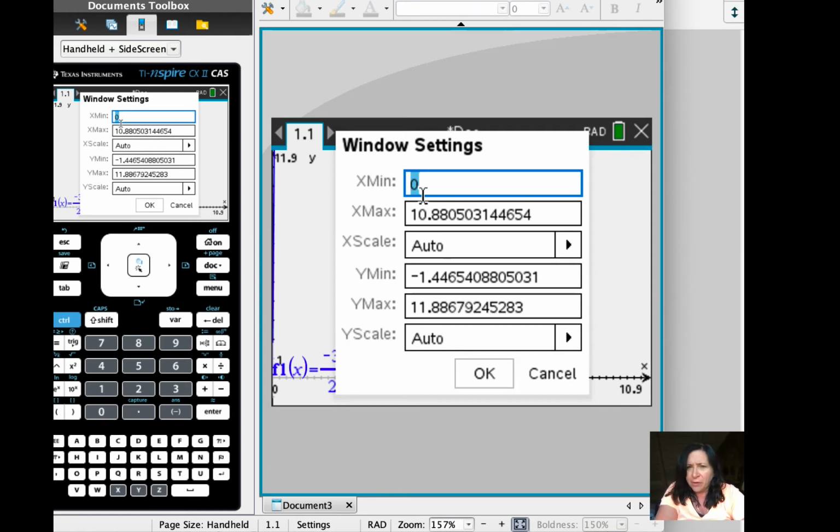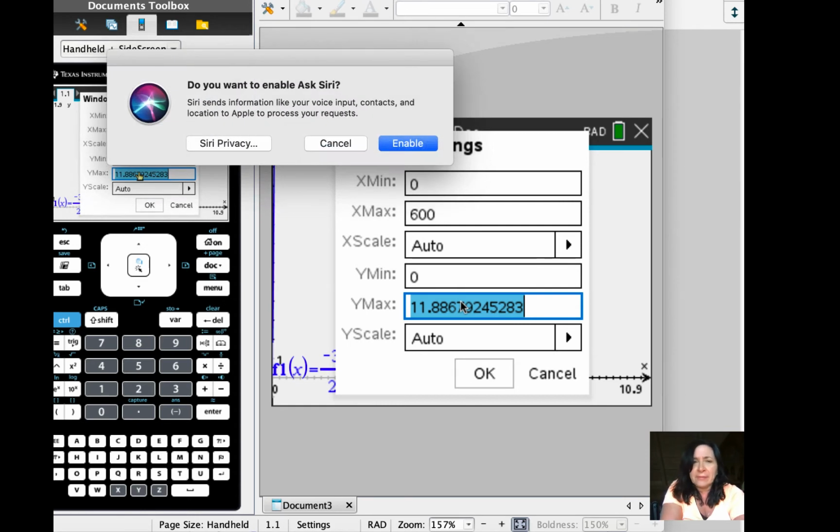I'm going to start off with 0, and for my x max, I'm not sure, so I'm going to say 600. That's how far over to the right on the x-axis I would go. For y, I don't have a minimum, it's just going to be 0, because I'm not going down. It starts at 0, 0. My max is not going to be 11. My max is, I have no idea, so I'm going to say 6,000.